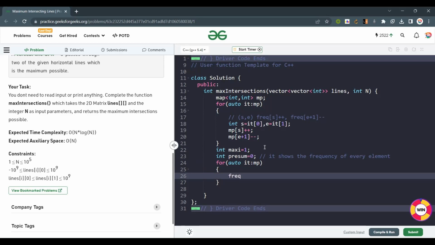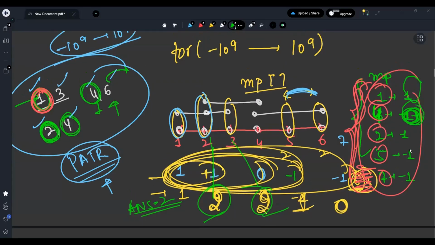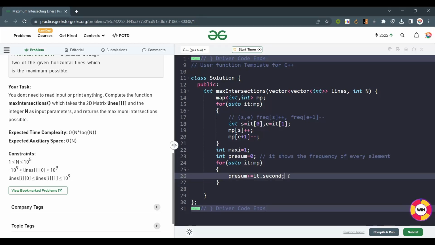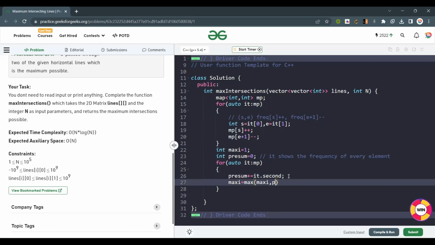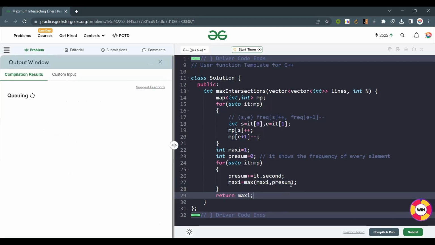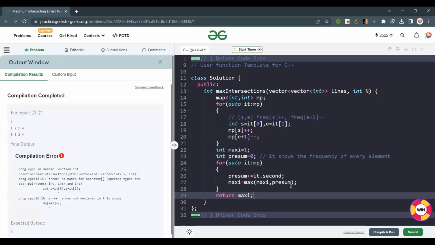So I will say prefix sum, initially 0. Prefix sum plus equals it.second. That means what is it.second? Frequency. What are we doing? Within the map we have these elements, so I will take the prefix sum of all of them in sorted order. And then we will take the maximum every time, whichever has the maximum frequency, just take it. Now return maxi. So let's try to compile it in the code and check whether it's working fine.